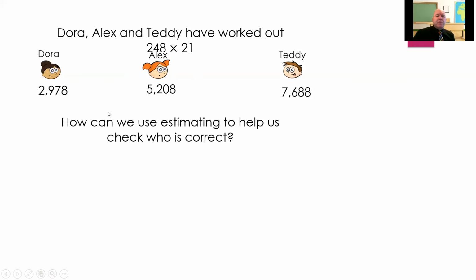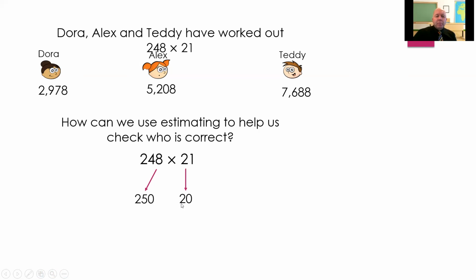And then we're going to see which of the children are closest. So we're going to say that 248 is nearly 250. It's a nice approximation, a nice estimate. And we're going to say that 21 is nearly 20. Okay? Now, 250 times 20 is a much easier question.